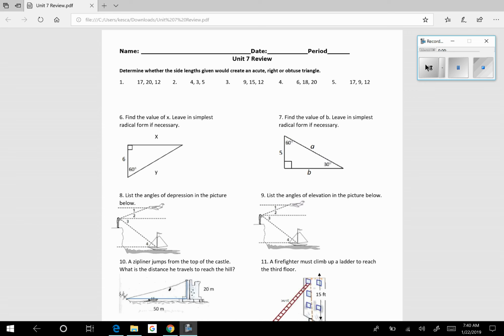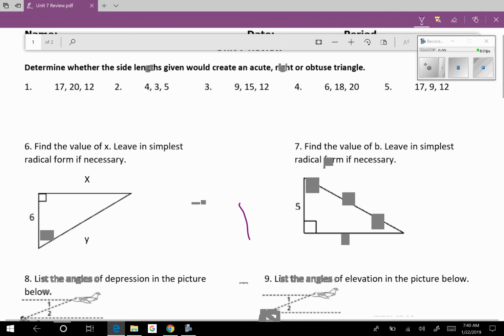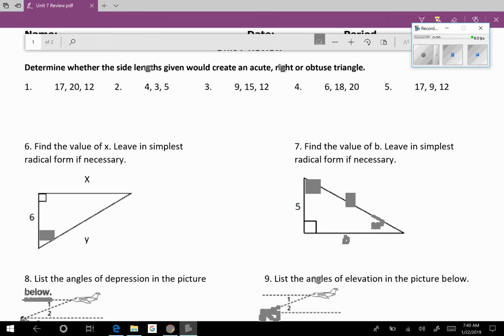All right, so welcome. We're going to go ahead and go through this review to make sure that we understand what we need to do to be successful for our test on Thursday. The first thing we're going to go over is the first 4 questions, and that is whether it is acute, right, or obtuse for your triangle.